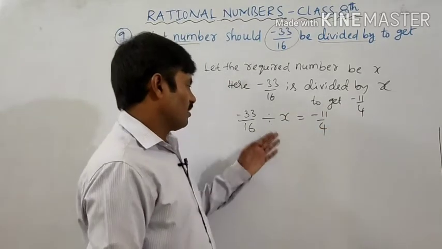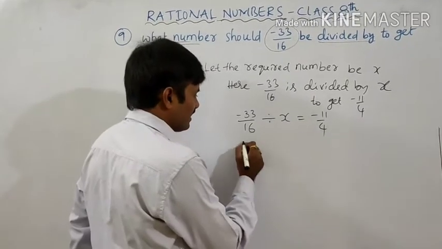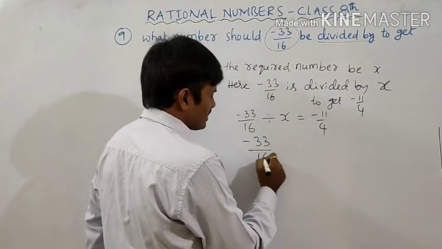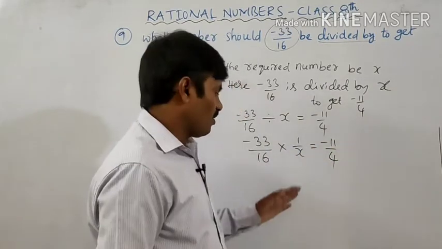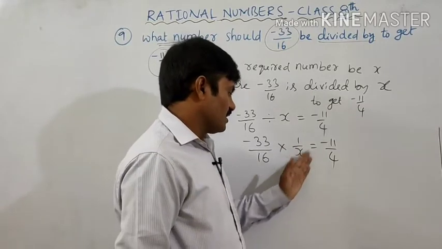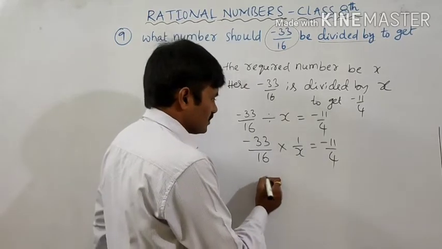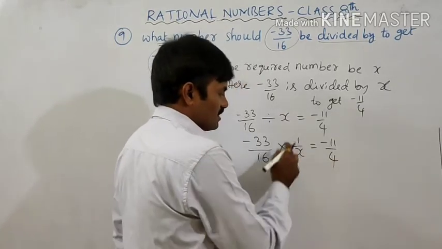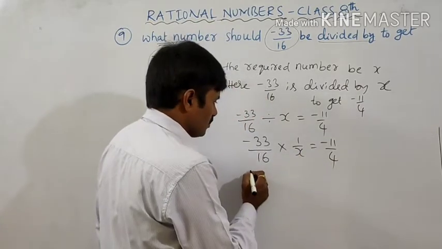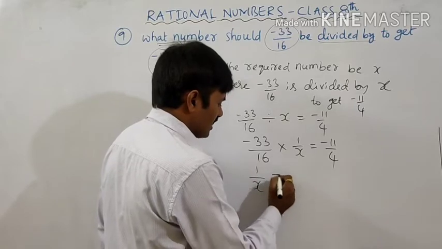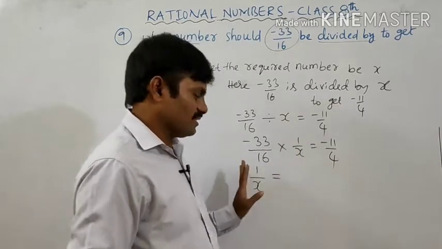Okay, clear? Now I am changing the division symbol into a multiplication symbol. Then I can write it as minus 33 by 16 into 1 by x is equal to minus 11 by 4. Now I am trying to send the variable to the right side and the constant to this side. 1 by x, that means the divisor, becomes a multiplication coefficient. First I am trying to send minus 33 by 16 to the right side, keeping 1 by x on the left side itself.